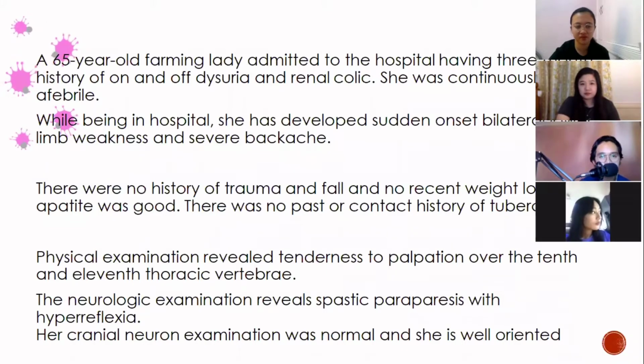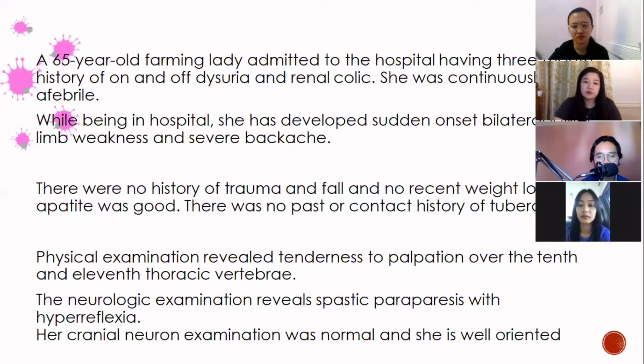This is our case. A 65-year-old farming lady was admitted to the hospital having a 3-month history of on and off dysuria and renal colic. She was continuously febrile. While in hospital, she developed sudden onset bilateral lower limb weakness and severe backache. There was no history of trauma or fall and no recent weight loss. Her appetite was good. There was no past or contact history of tuberculosis.